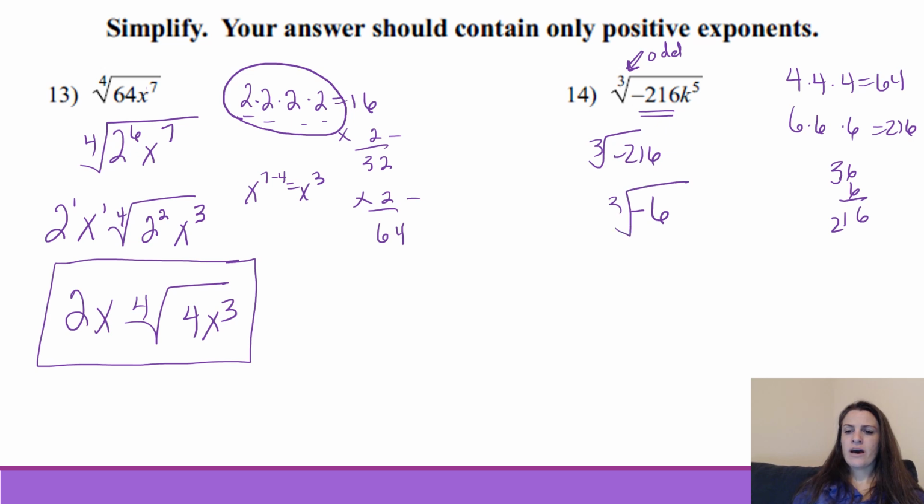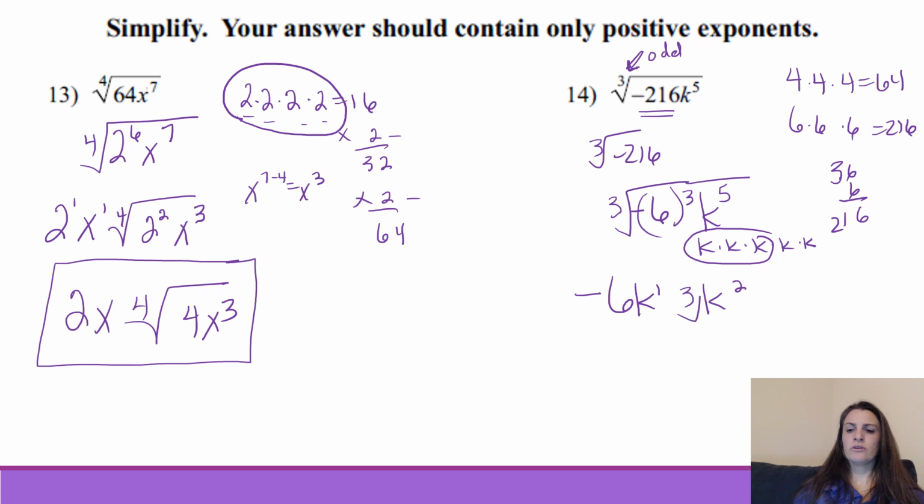So I should write that so you guys can see it as negative 6 to the third power. And then we also have k to the 5th. So the cubed root of negative 6 cubed undo each other to leave me with a negative 6. If you think about k to the 5th, that is k multiplied 5 times. I can factor out one group of 3 k's, and I have a k squared left over under your radical. So your final answer for number 14 is negative 6k times the cubed root of k squared.